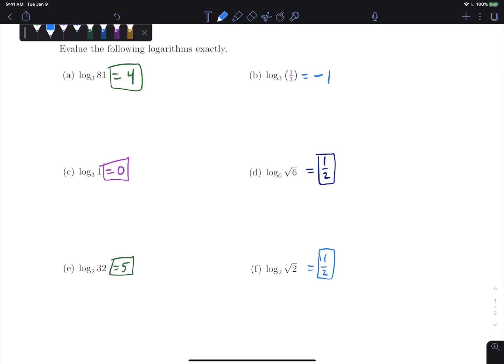Awesome. If you can do this in your head, fantastic. If not, it's not that big of a deal. I'm about to show you how you can use your calculator to do this. So I'll see you in the calculator.